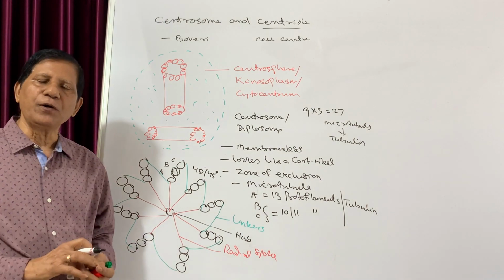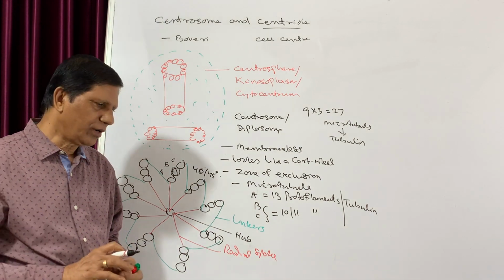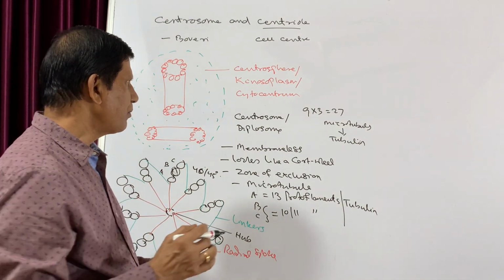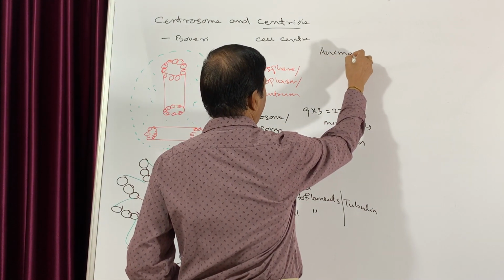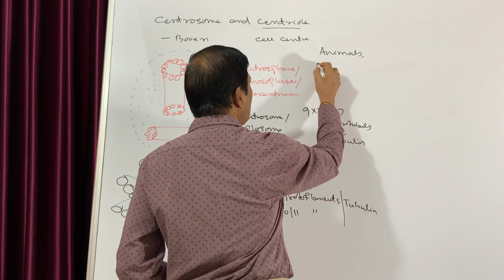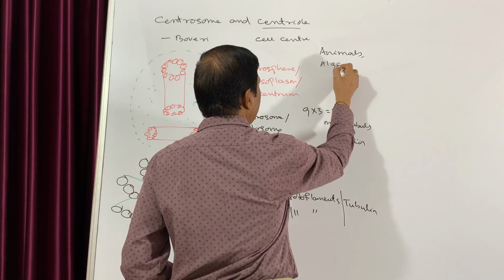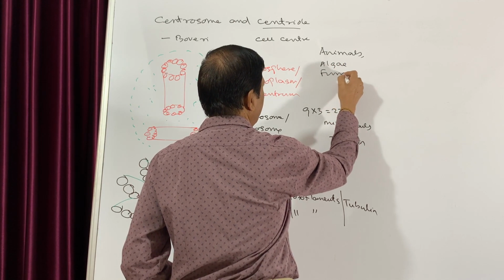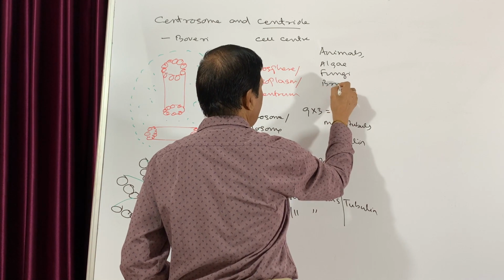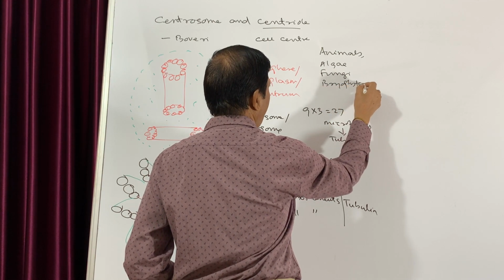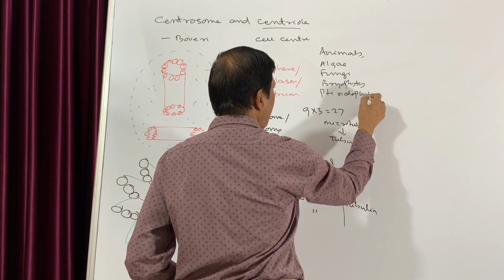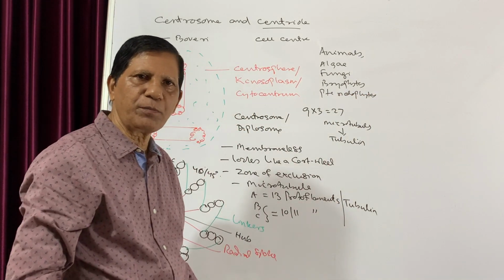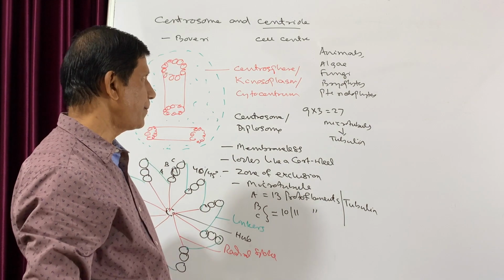And this centriole, it is present in eukaryotic cells, and mostly it is present in case of all animals and lower plants like algae, fungi, and bryophytes and pteridophytes. These are not present in case of higher plants. In higher plants they are completely absent.